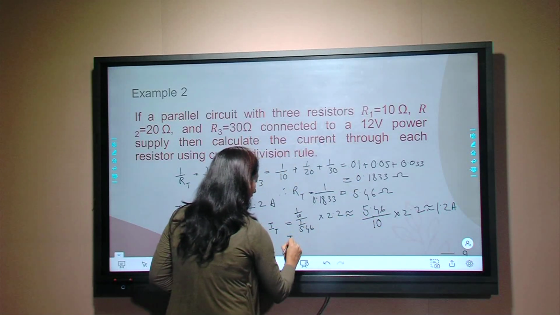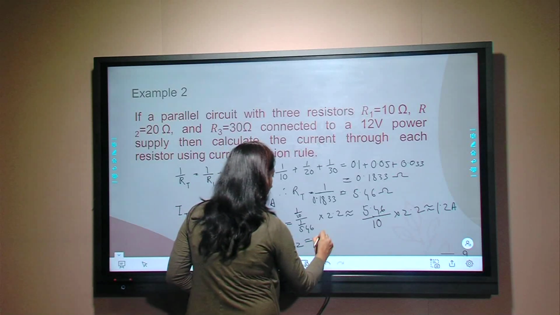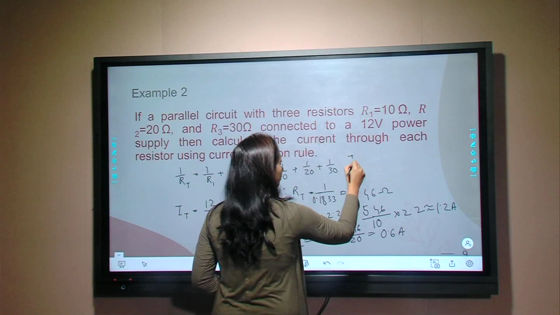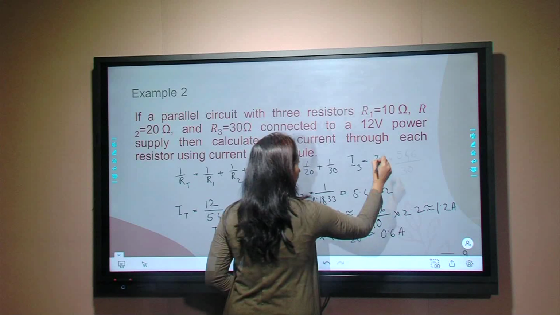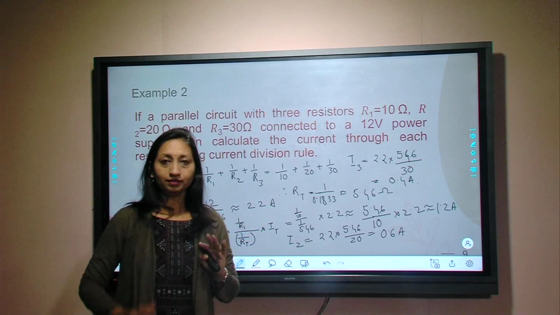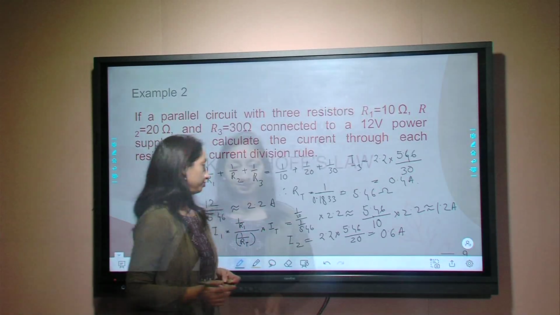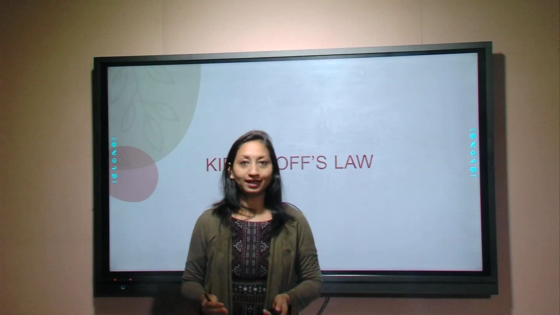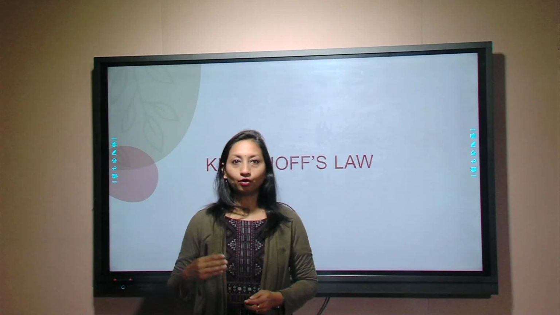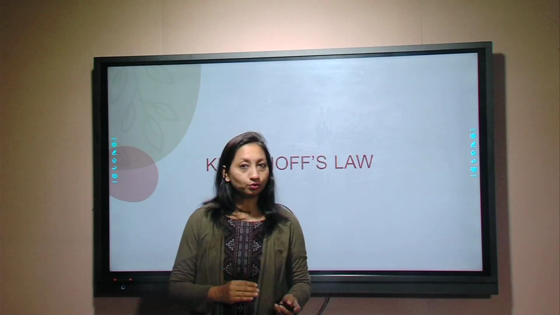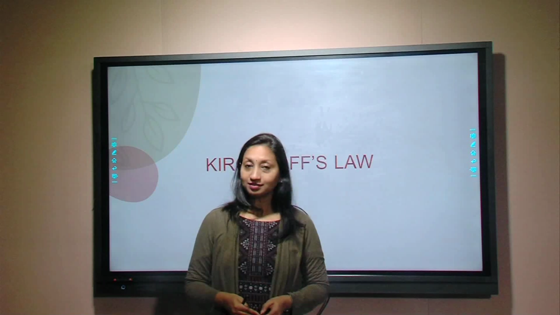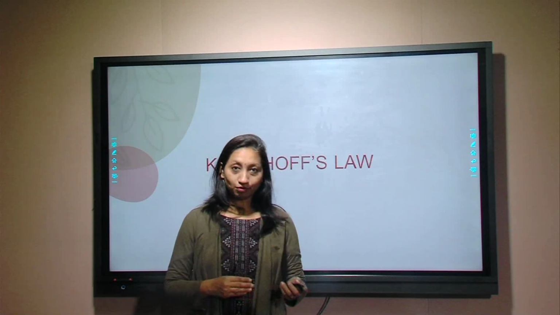Similarly, we calculate I2 equal to 0.6 ampere and I3 equal to 0.4 ampere. So by this we can calculate the current across the resistors. From this equation we can conclude that the current in any branch is equal to the ratio of the opposite branch resistance to the total resistance value, multiplied by the total current in the circuit. So this is about the current division rule.